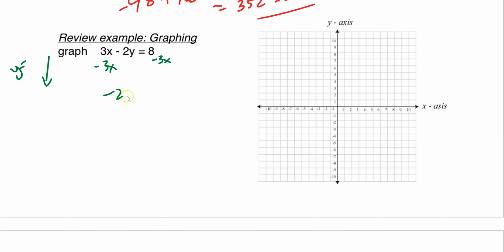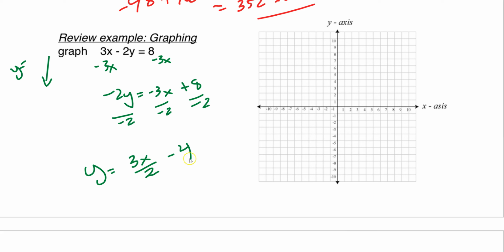I'm going to get negative 2y equals negative 3x plus 8. And then we're going to try to get y by itself, so let's divide everything by negative 2. Remember, divide everything by negative 2. And I get y equals 3x over 2 minus 4. So that's my equation. Now, in this case, my slope, it's the coefficient next to the x, 3 over 2. And my y-intercept, my b, is negative 4.